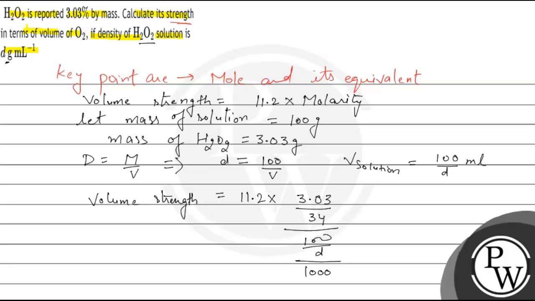So what it becomes? This is equal to 11.2 multiplied by 3.03 into 1000 into D divided by 34 into 100. So we will get 9.98 D. So approximately we can say it is 10 D. So our final answer is 10 D.